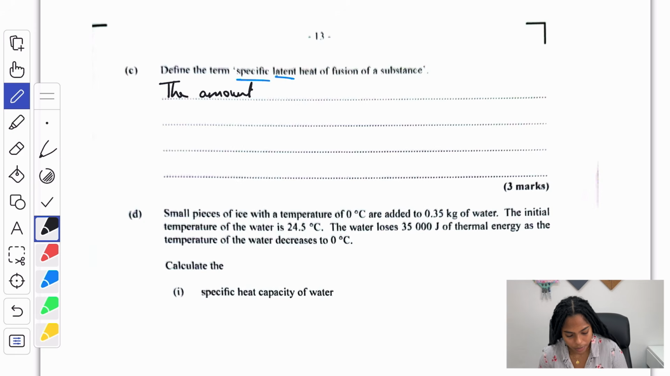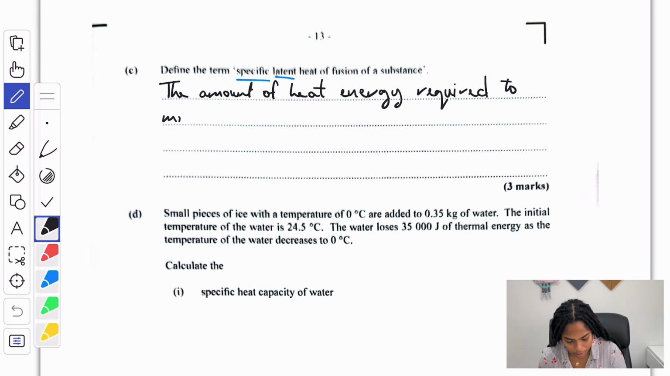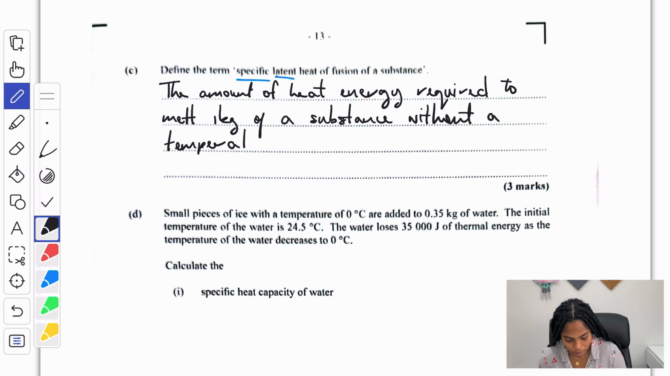amount of heat energy. Let me write that a little neater. The amount of heat energy required to melt 1 kilogram of a substance without a temperature change. So 1 kilogram is because it's specific.